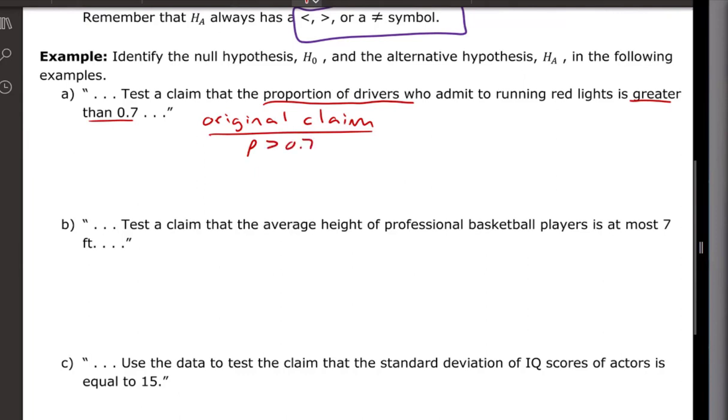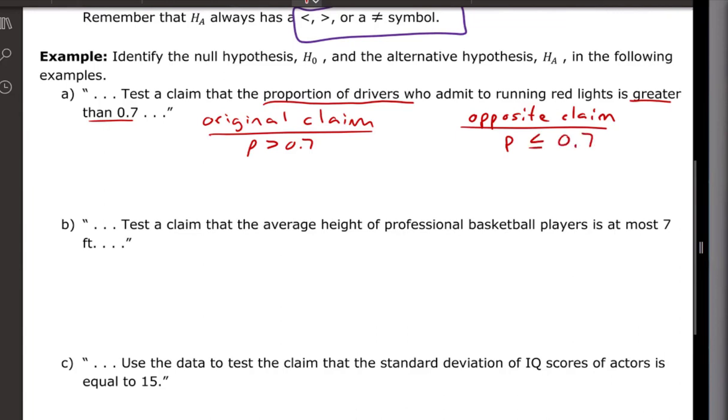Now, of course, if that doesn't end up being true, what will be true? And this is what we're going to call the opposite claim. The opposite claim is just the opposite of the original. So if P is not greater than 0.7, what will P have to be? The proportion will have to be less than or equal to 0.7.